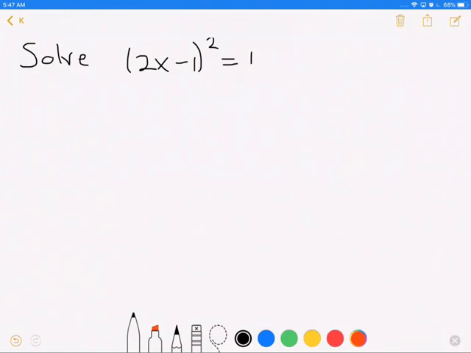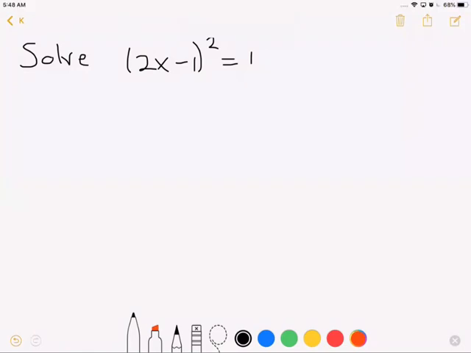Today we are going to revise a question from 2020, paper 1, question 9. You were required to solve for x. We were given the following: (2x − 1)² = 1, and you are required to solve for x.